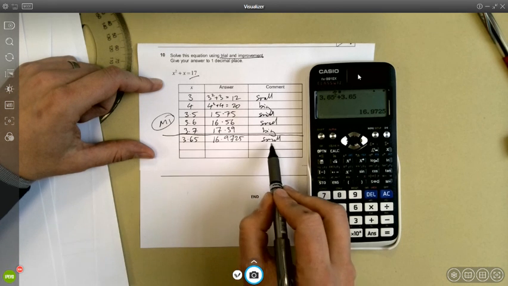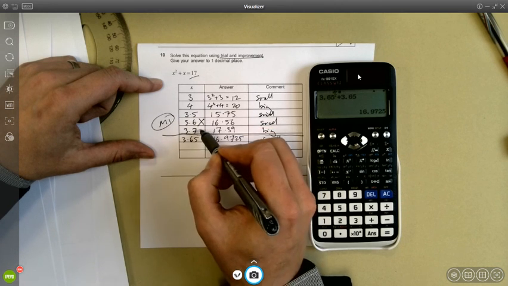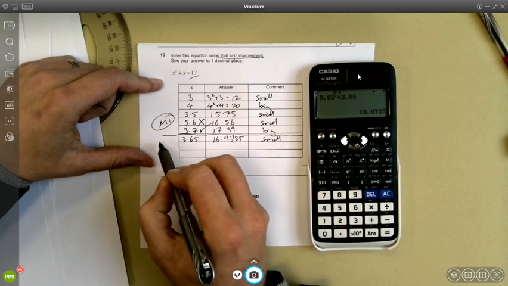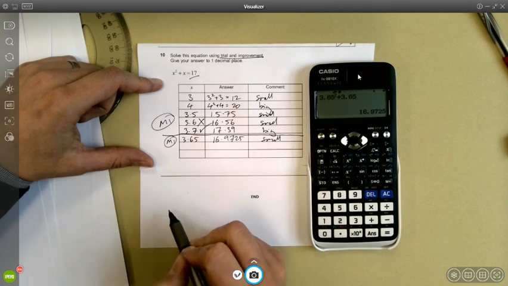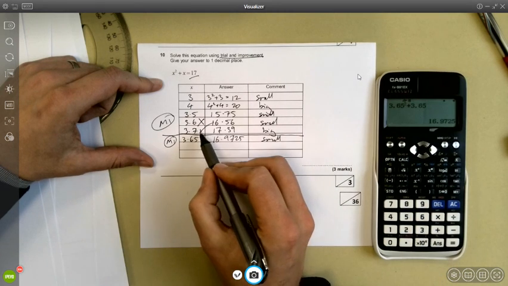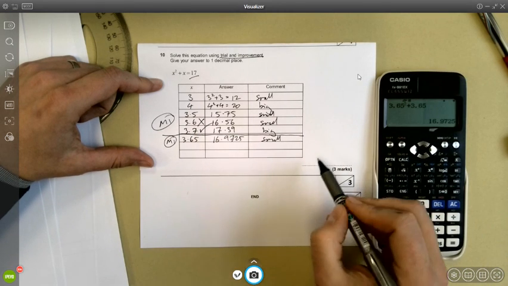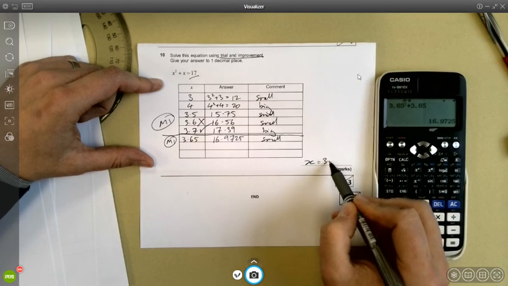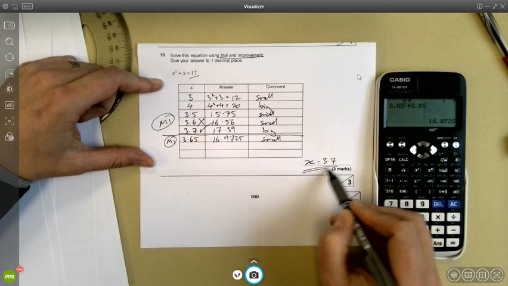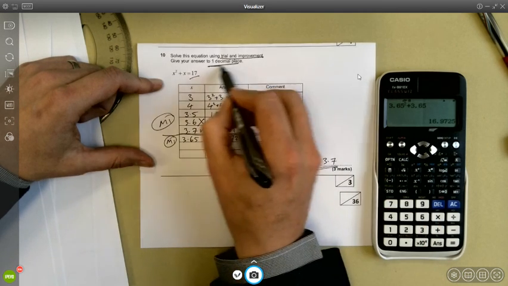So if this is too small, 3.6 is definitely too small, and 3.7 is the one that we're after. So this gets us a kind of method mark, and then we're going to use that to decide. And actually, the final answer mark comes from knowing that x is 3.7 to that 1 decimal place.